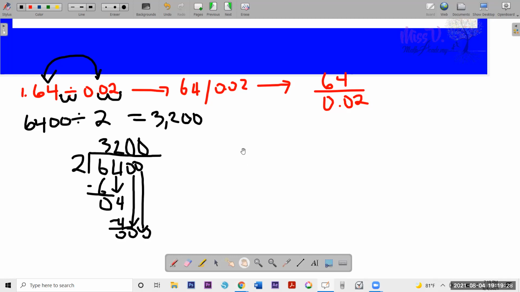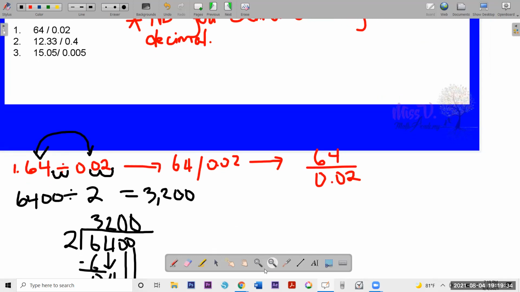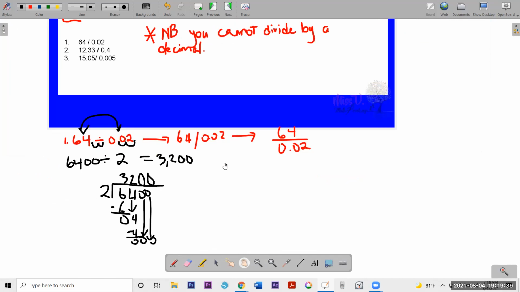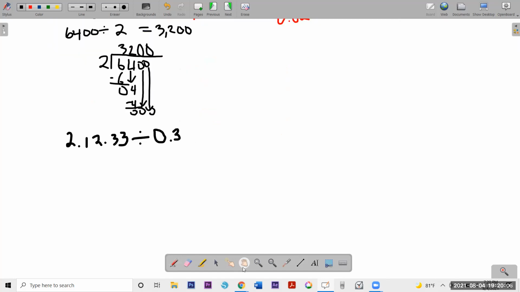So let's look at another example. The other one was, I love this example actually. So let's look at that. I'm going to come down. So the next example is 12.33 divided by, and I have here 0.4, but I'm going to put 0.3. That's supposed to be 0.3, to be honest. And I know why. Because if we don't use 0.3, we're going to have a hot mess when we start to divide. All right, so talk to me now.